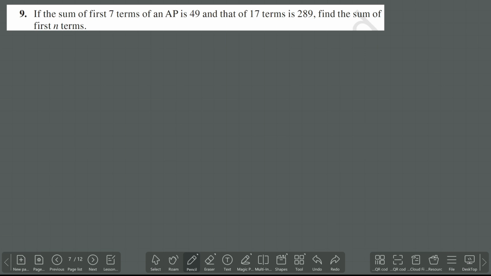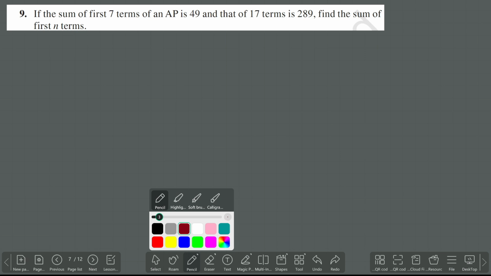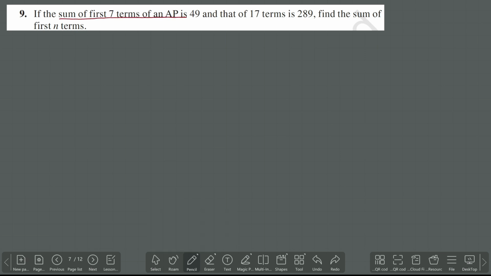Right. Next one, the 9th. If the sum of the first 7 terms of the AP, what does it mean? The sum of the first 7 terms, S7, is given as 49. And the top. This is a very, very important question. Put an important symbol for this.